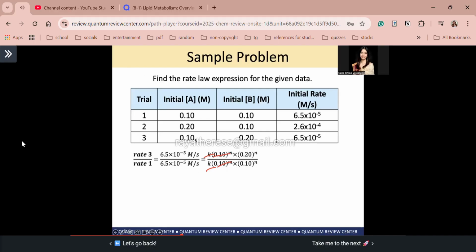So guys, tingnan mo natin sa left side. 6.5 times 10 to the negative 5 divided by 6.5 times 10 to the negative 5. O 1, diba? We get 1 on the left side. And then sa right side naman, 0.2 divided by 0.1 to the power of n. That is just equal to 2 to the power of n, diba? Therefore, we get this relationship. 1 is equal to 2 to the power of n.